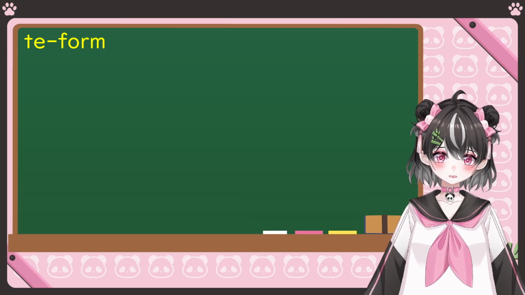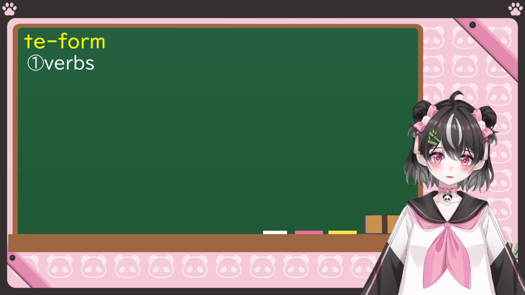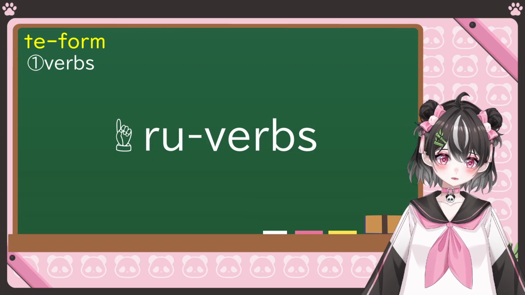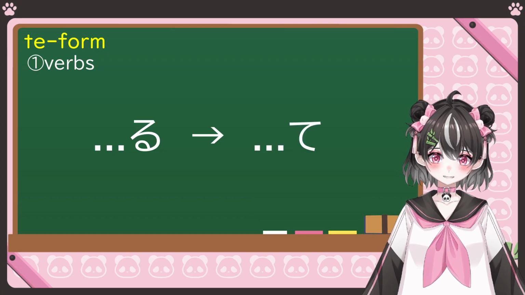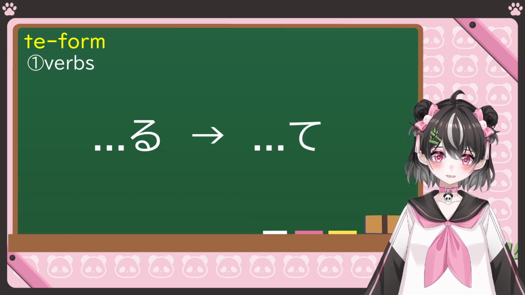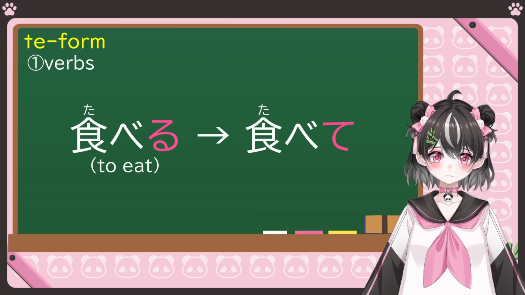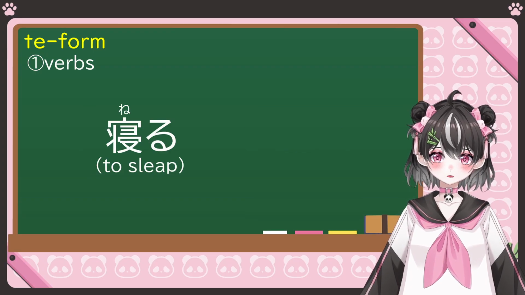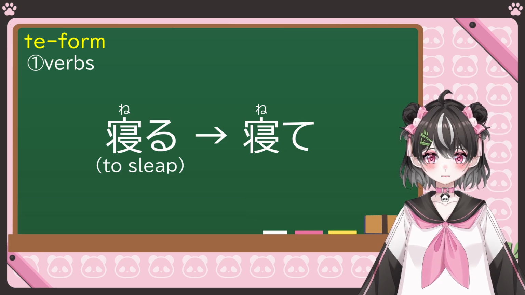First, let's look at how to conjugate it. We'll start with verbal te form. Among them, let's start with the easiest one, root verbs. For root verbs, you simply change the final ru to te. That's it. Here is an example. 食べる becomes 食べて. So what about 寝る? It becomes 寝て, right?